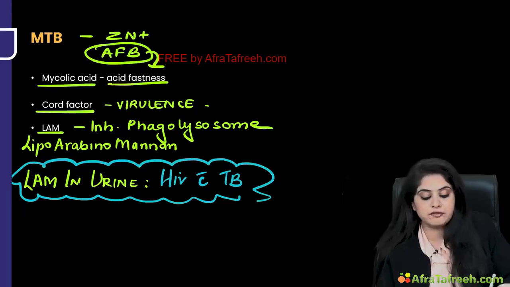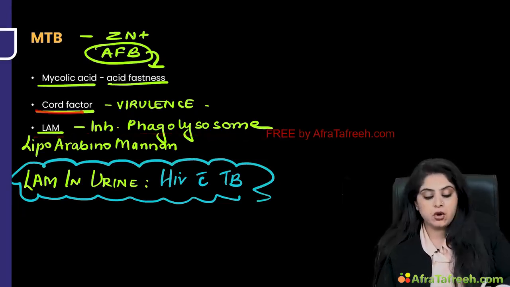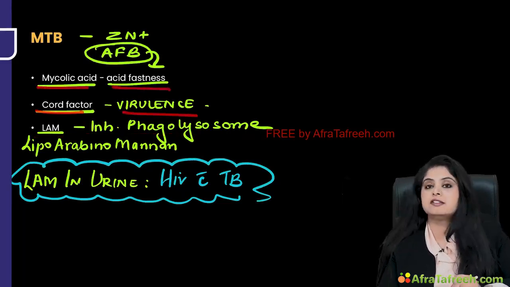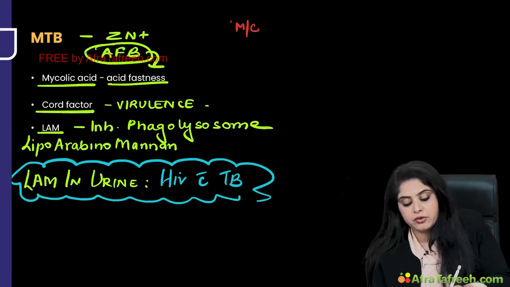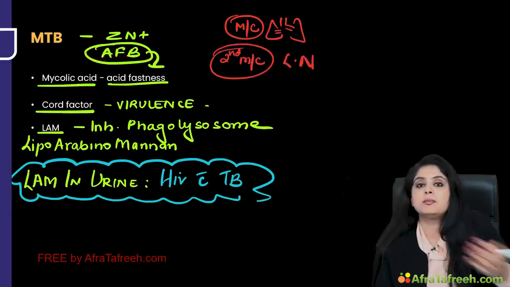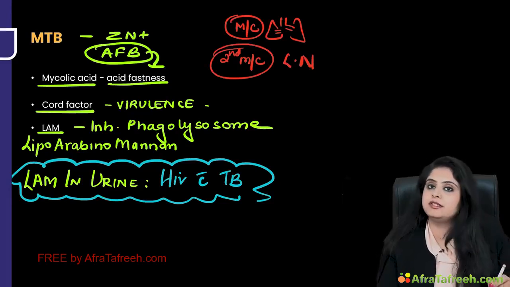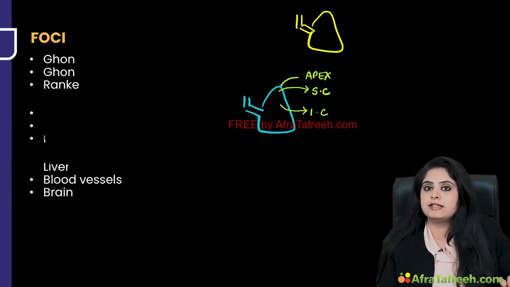Now I've told you what is the function of LAM. It inhibits phagolysosome formation. Okay, cord factor for the virulence, mycolic acid is for the acid fastness. So let's assume the most common organ affected is the lungs, and other than the lungs, what is affected? You can say extrapulmonary. What is it? Extrapulmonary is lymph node. So let me start off with the lungs. Let me do all the different foci that are available, not only lungs but everywhere in the body.